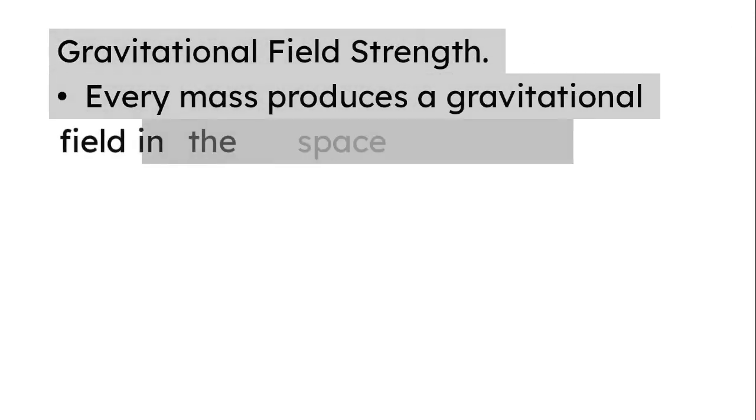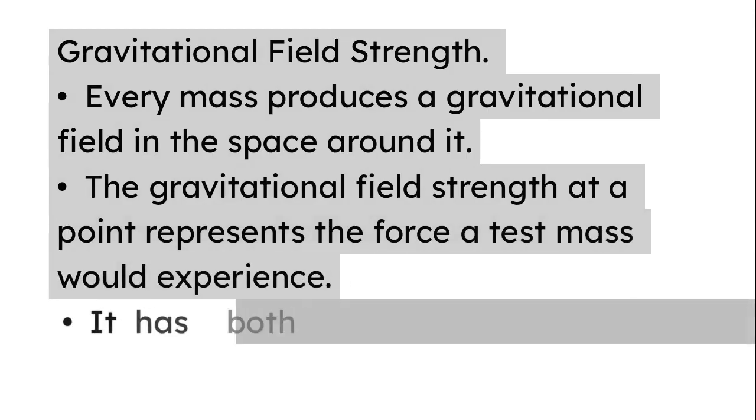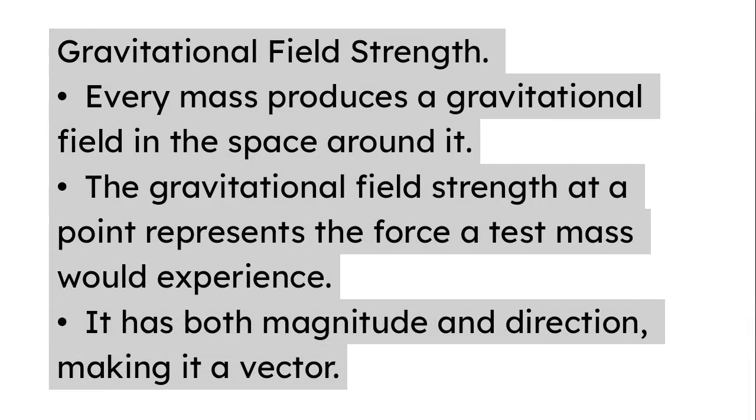Gravitational field strength. Every mass produces a gravitational field in the space around it. The gravitational field strength at a point represents the force a test mass would experience. It has both magnitude and direction, making it a vector.